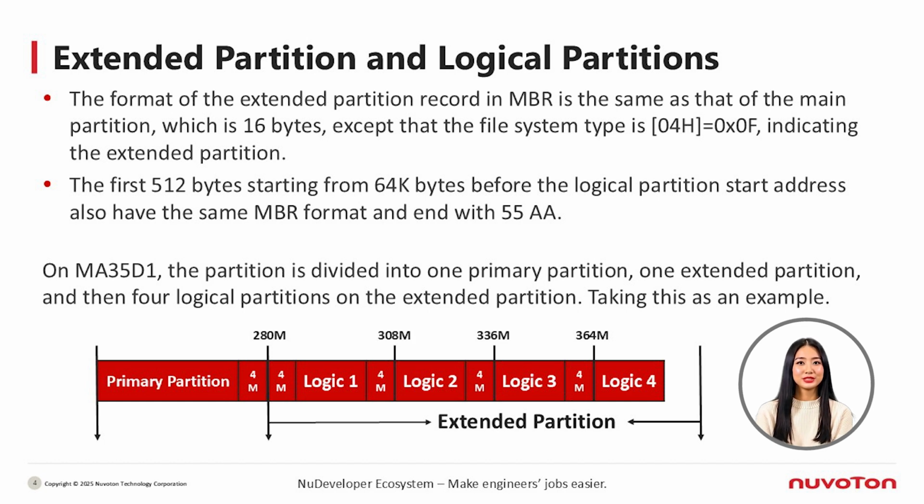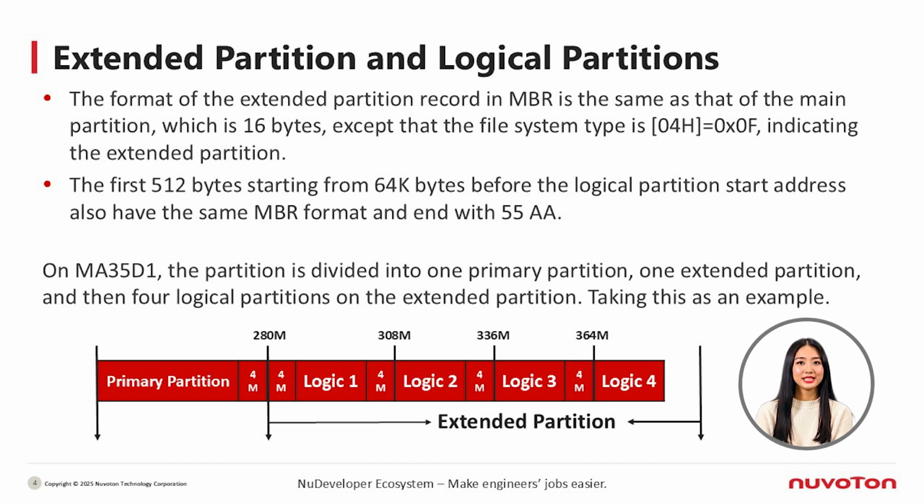The format of logical partition is the same as the MBR format. The first 512 bytes starting from 64 kilobytes before the logical partition start address also have the same MBR format and end with 55AA. On MA35D1, the partition is divided into 1 primary partition, 1 extended partition, and then 4 logical partitions on the extended partition. Taking this as an example, please refer to the partition diagram below.